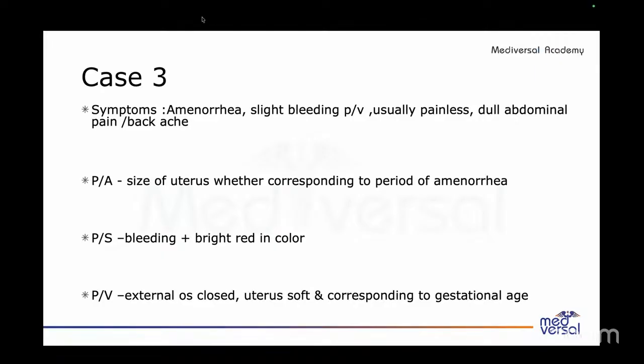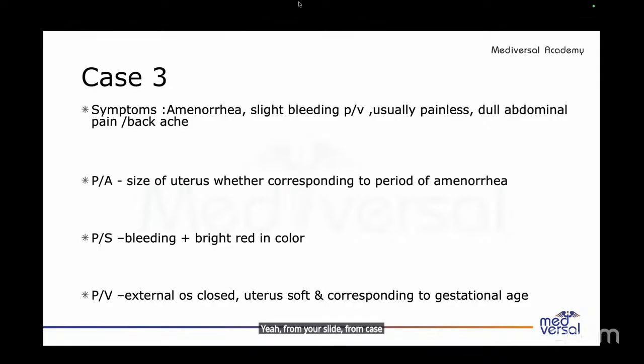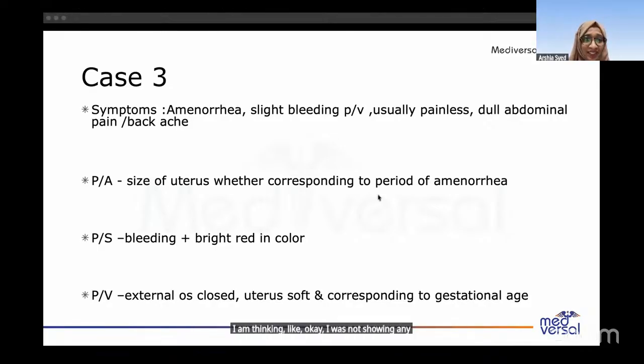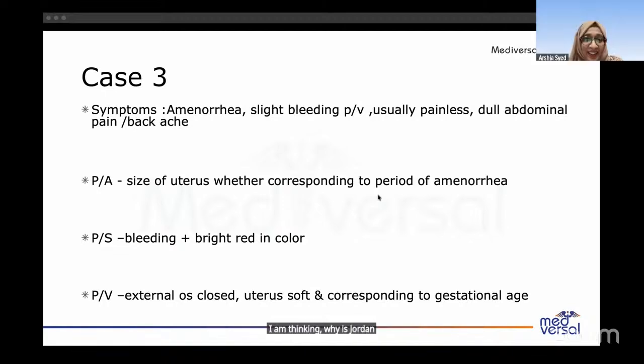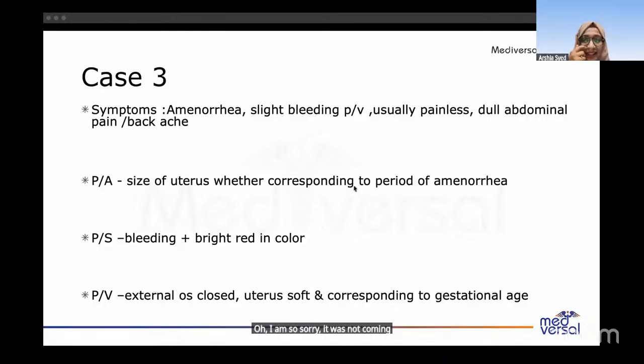Participants are leaving the answers in the chat box. Is it? Yeah, from your slide one, from case one, they are sending you in the chat box. I was thinking why it is not showing any notification. I was thinking, why is the audience not able to think? They're interacting for all your queries. Oh, they're interacting. I am so sorry. It was not coming as a notification, so I missed it. Yeah. Okay, I'm getting the answers now.